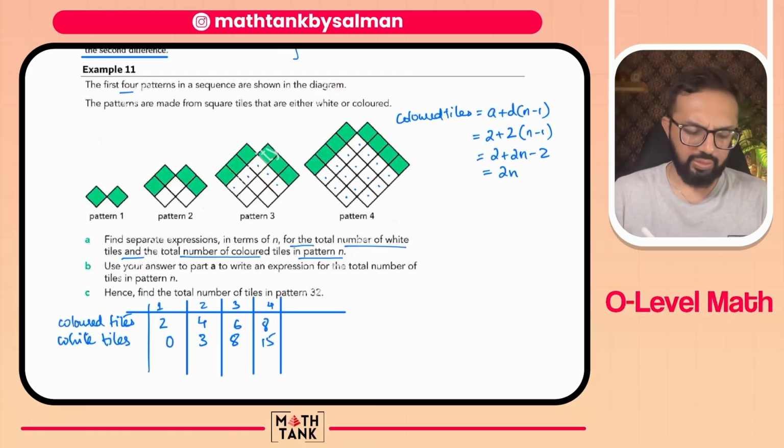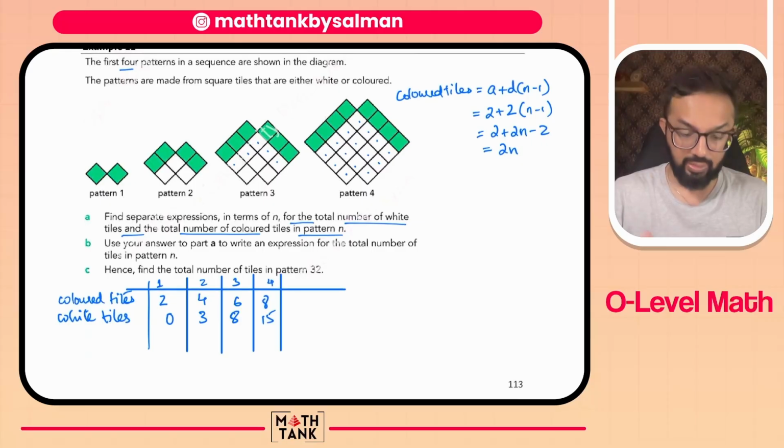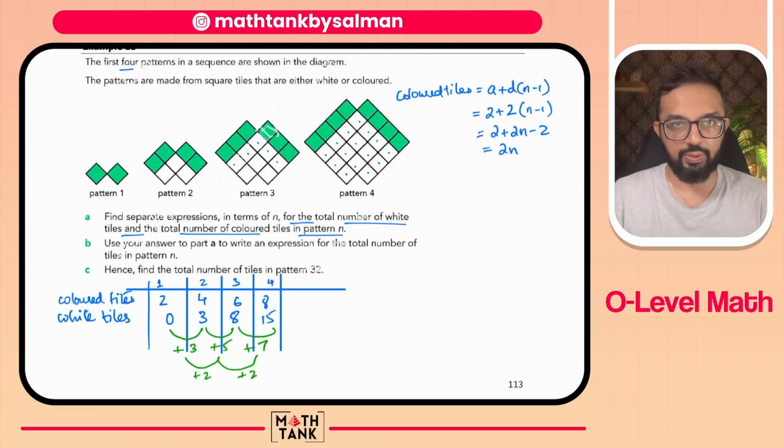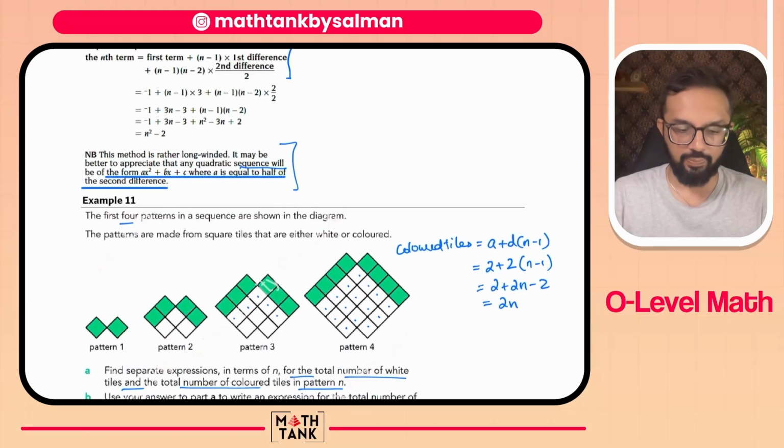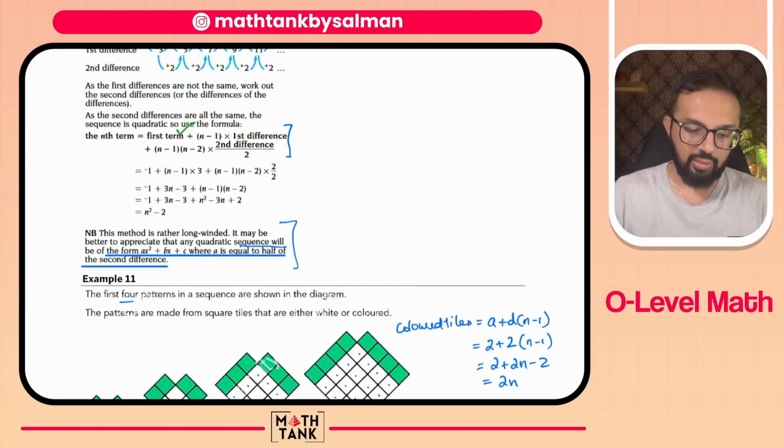So this doesn't look like a linear sequence to me. Does it look like a quadratic? Yes, it looks like a quadratic. There's a plus 3, a plus 5, and a plus 7, and these differences have a common difference between them. So there are 2 levels of differences. That means that the white tiles are a quadratic sequence. Now, what is the formula for a quadratic sequence? Let's look at this. This is the first term.